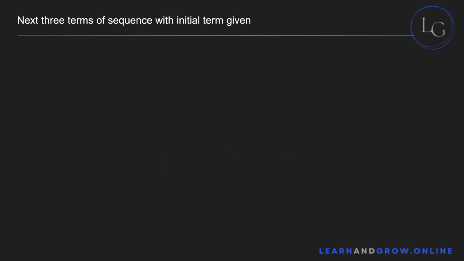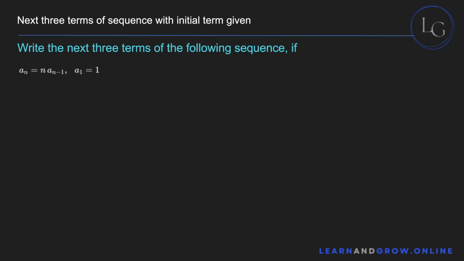So now we'll see how we can find the next three terms of a sequence when we are given the initial term. So this is the sequence given to us, and basically we've been given the value of a1, and we have to find the next three terms, so basically a2, a3 and a4, by using this information given to us. How will we do that?